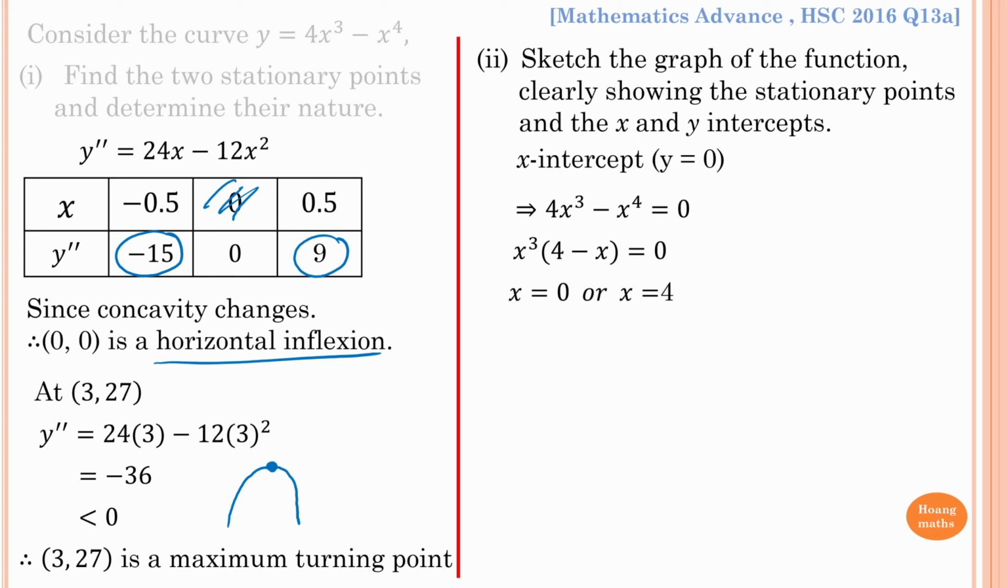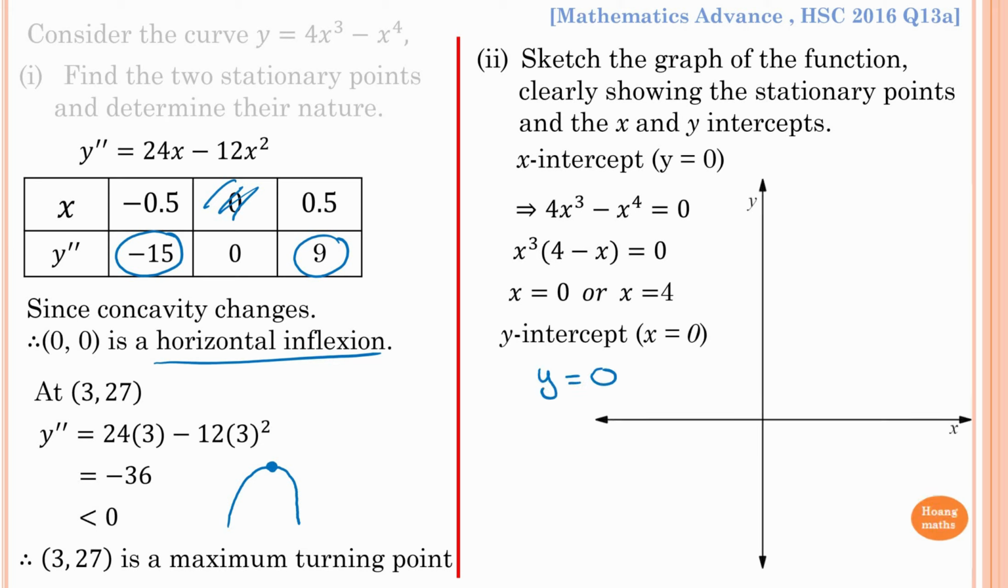Now to find the y-intercept is pretty easy, because when x is 0, y is equal to 0 anyway, because you can see clearly. So y equals 4 times 0 cubed minus 0 to the power 4, which is 0. So therefore, (0, 0) is the y-intercept and x-intercept as well. When x equals 0, it gives me the y-intercept, so y equals 0 as well.